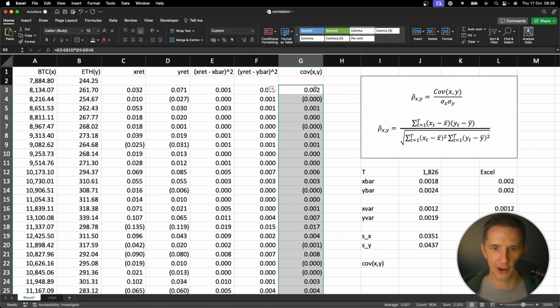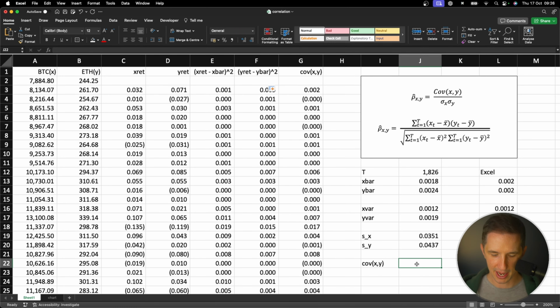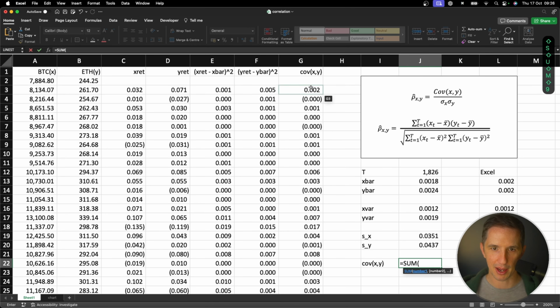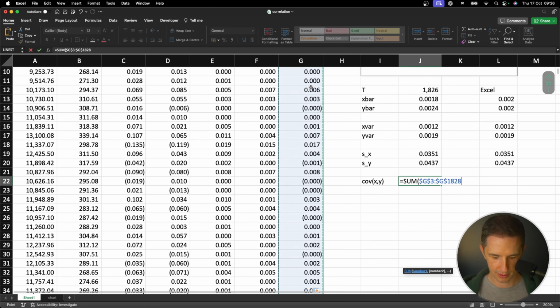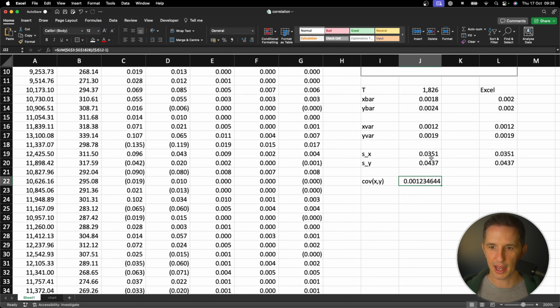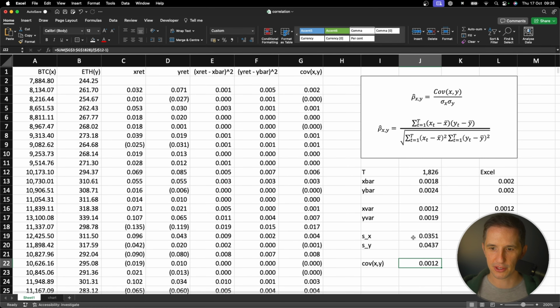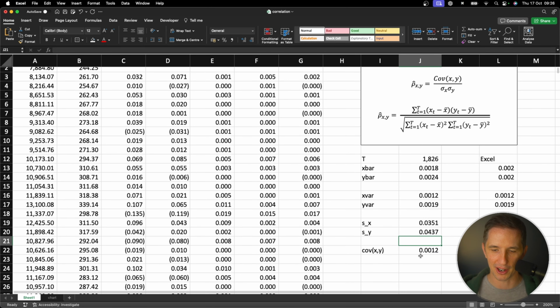So let's go ahead and drop that down. And so the covariance here is just going to be the sum of all of those divided by, you guessed it, t minus 1. And there you go. Let's format that again here. In fact, let's format all of these. And that is my covariance for Ethereum and Bitcoin. Now, if I pop these open, you can see that these numbers are in fact different. They're not exactly the same number, although to 4 decimal places they essentially are.